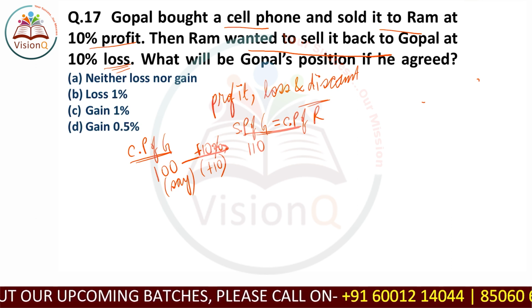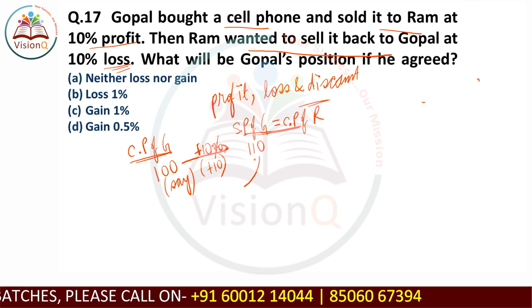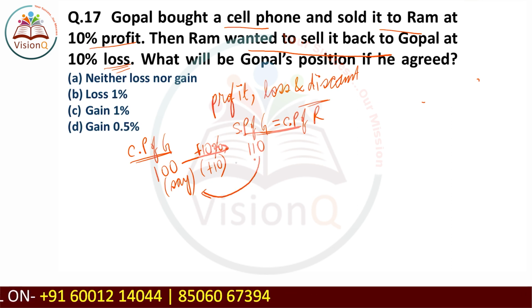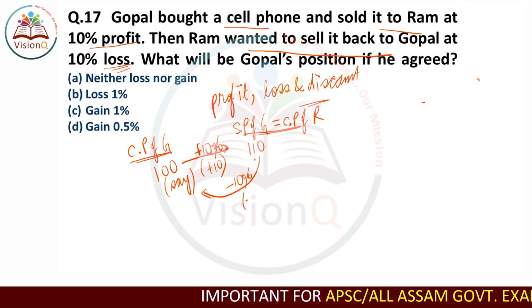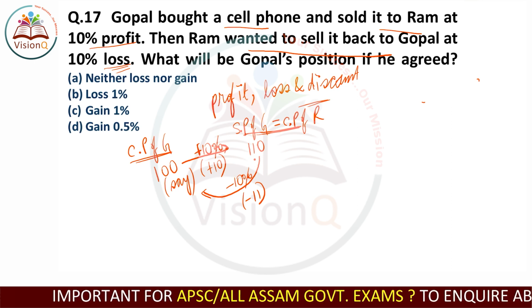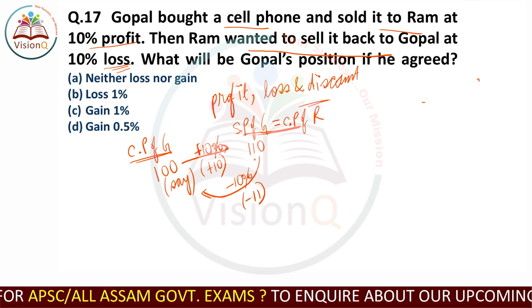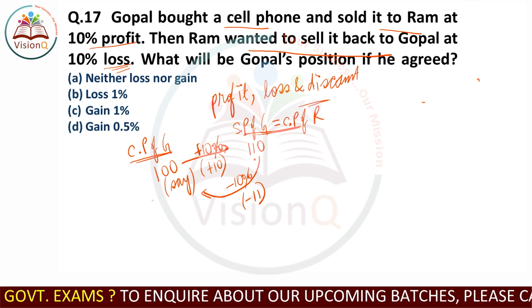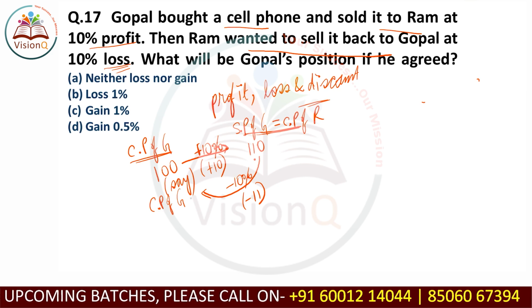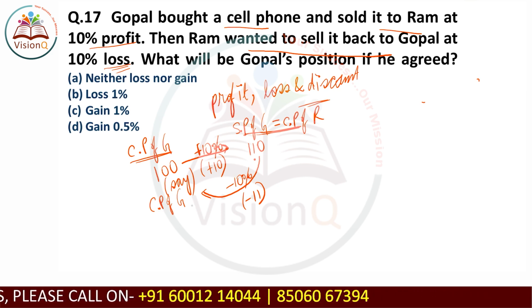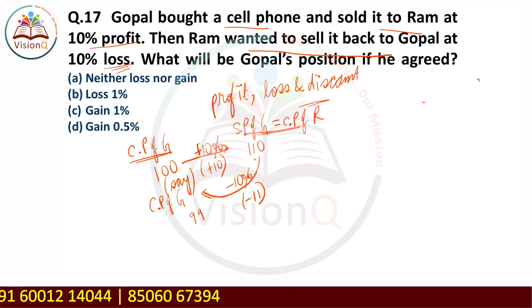Now again Ram wanted to sell it back to Gopal at 10% loss. Now this 10% loss will be on 110 rupees. So 10% loss of 110 is rupees 11. Now in this case, the selling price of Ram, or the cost price of Gopal, since Gopal will purchase the phone from Ram, will be 99.